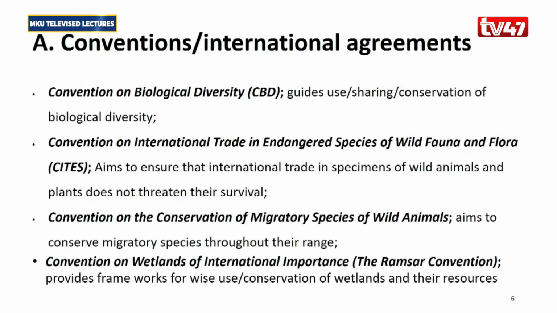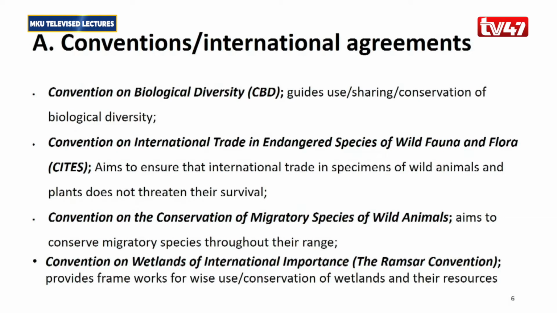we shall discuss the four important conventions that contribute towards amphibian conservation. We have number one, the Convention on Biological Diversity, the CBD. This Convention on Biological Diversity gives guidelines. It's a treaty or agreement that guides on how biological diversity is supposed to be used, how it is supposed to be shared, and in the process to be conserved, so that at the end of it all, there is no misuse of these biological resources.